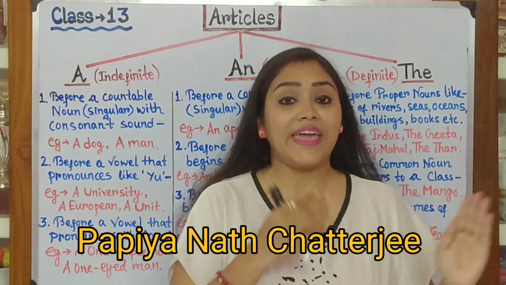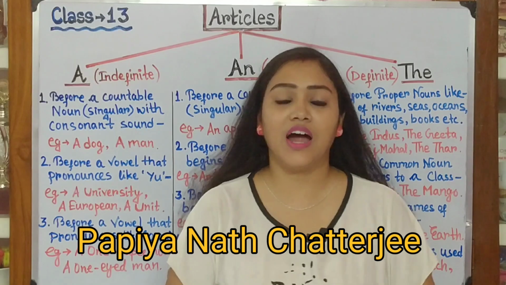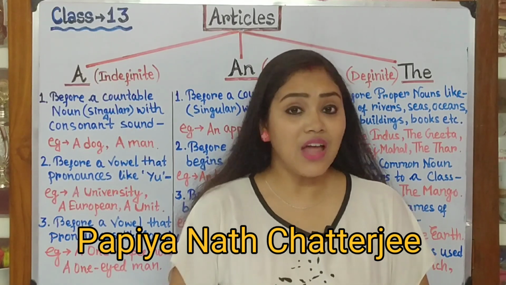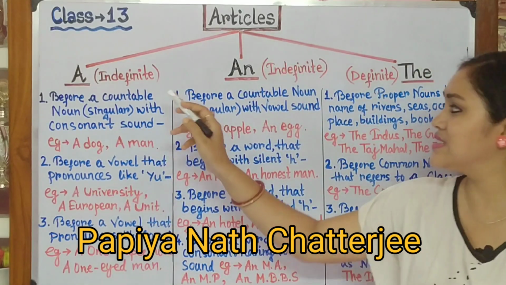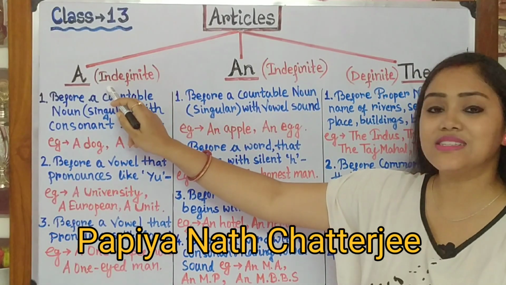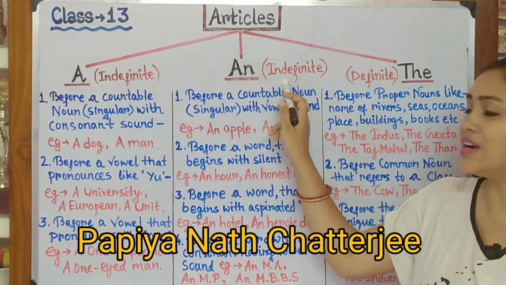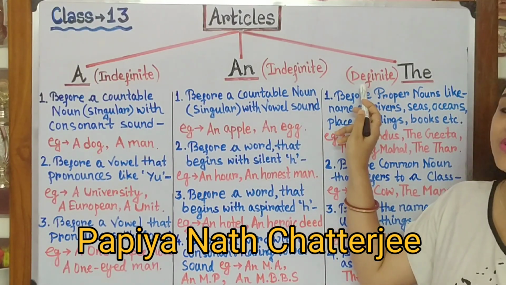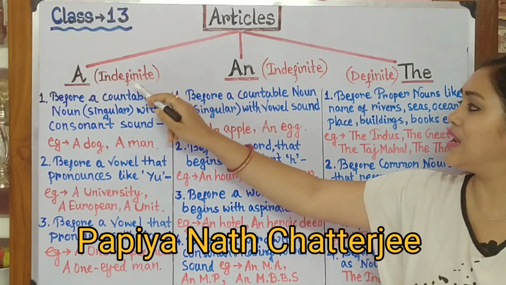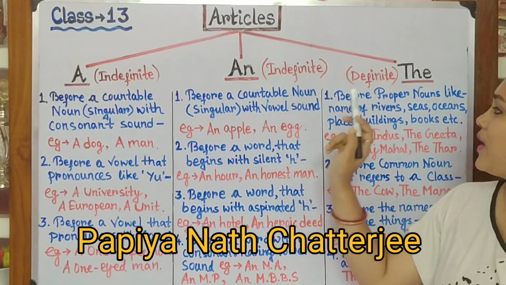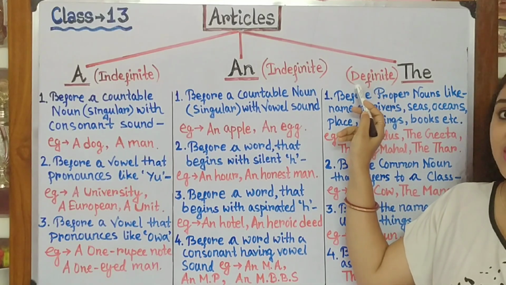Today in my 13th class I will discuss articles. As you all know, a, an, and the are known as the articles, right? Now articles are of two kinds. As you can see on the board, articles are of two kinds: the indefinite article and the definite article. A and an are called indefinite articles, whereas the is called the definite article.